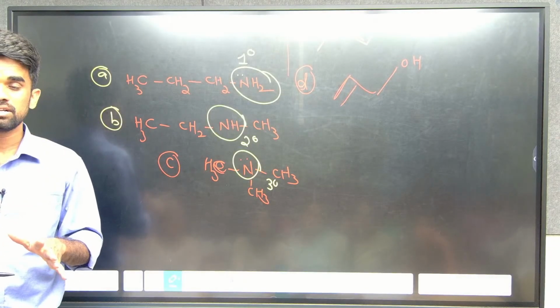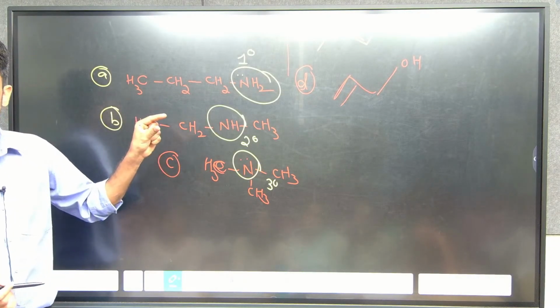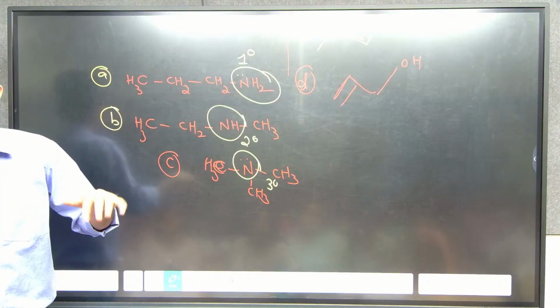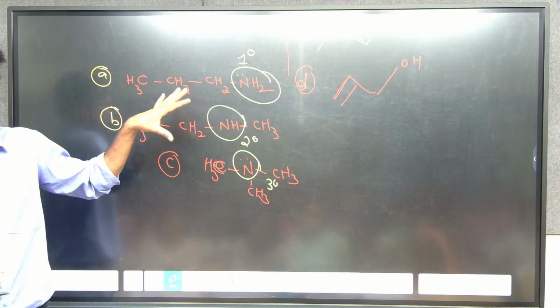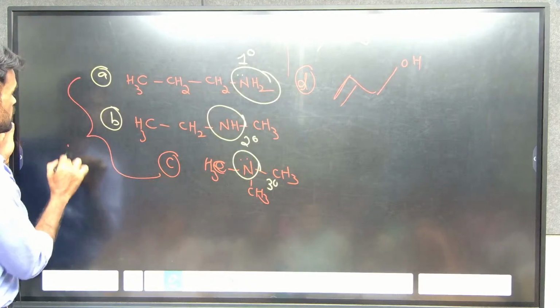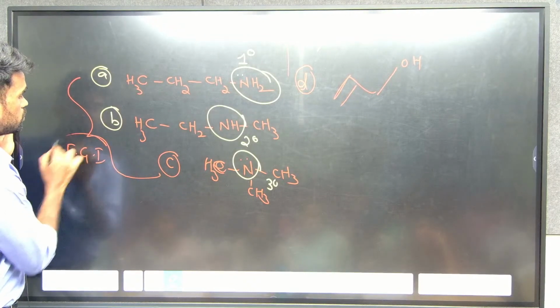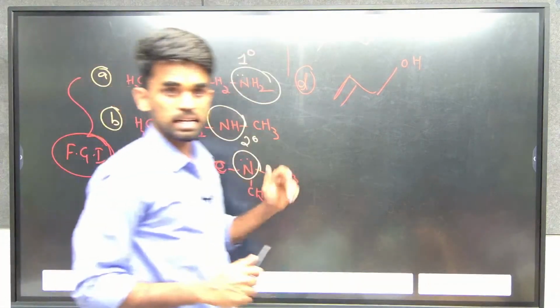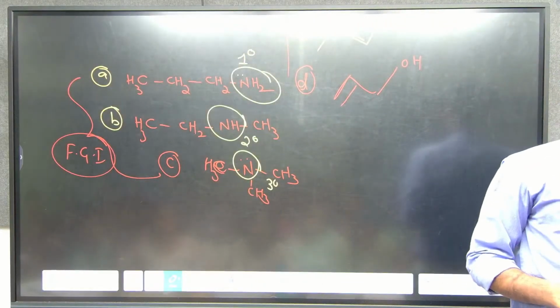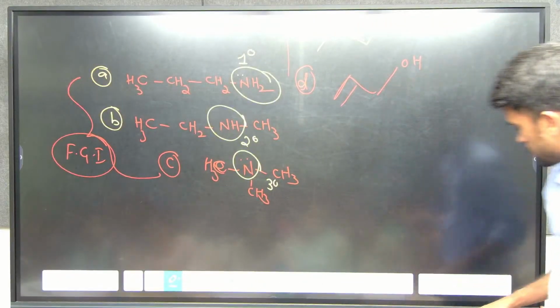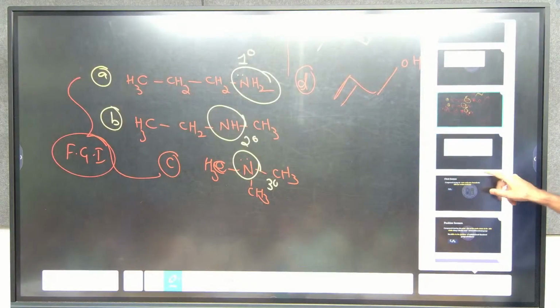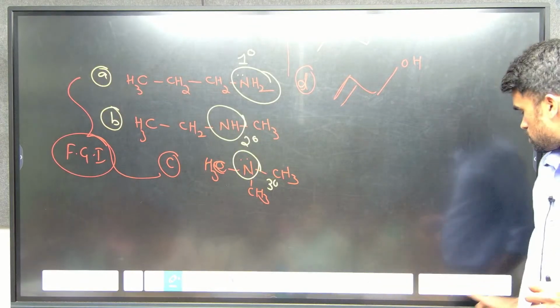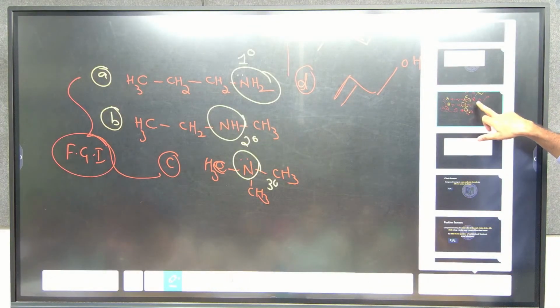What are they? Sir, they have nitrogen only now. You don't say positional isomer. They should be functional group isomers. Remember, this is an important example. Okay, primary, secondary, tertiary amines are what? Functional group isomers. Next.